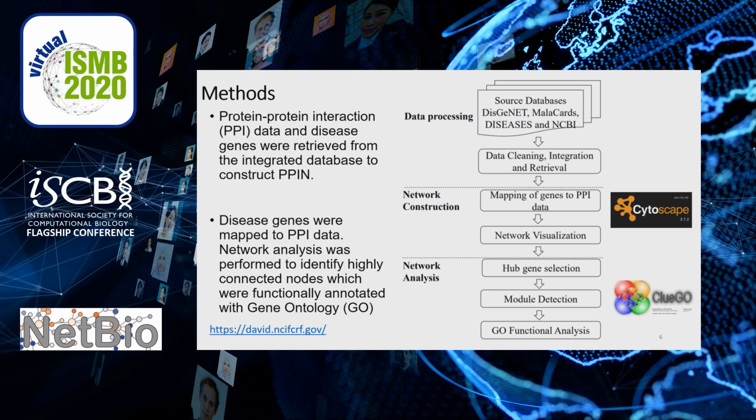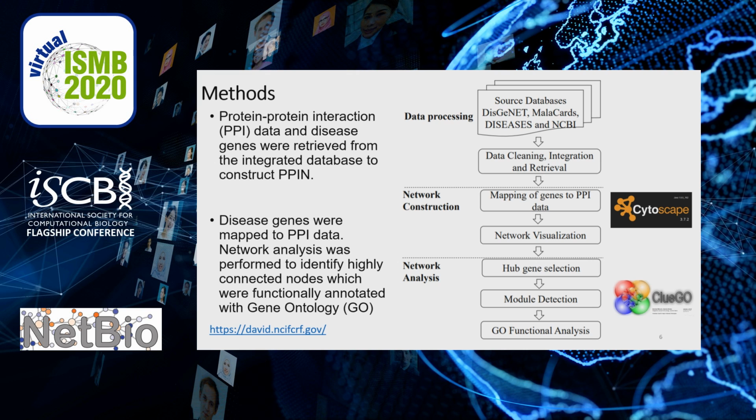The first step is data processing. The files were downloaded and parsed to an integrated database. We used disease gene databases, namely DisGeNET, Malacards, and NCBI, to retrieve the disease genes, which were mapped to their protein-protein interaction data from BioGrid. Cytoscape was then used to construct and visualize the protein interaction networks.